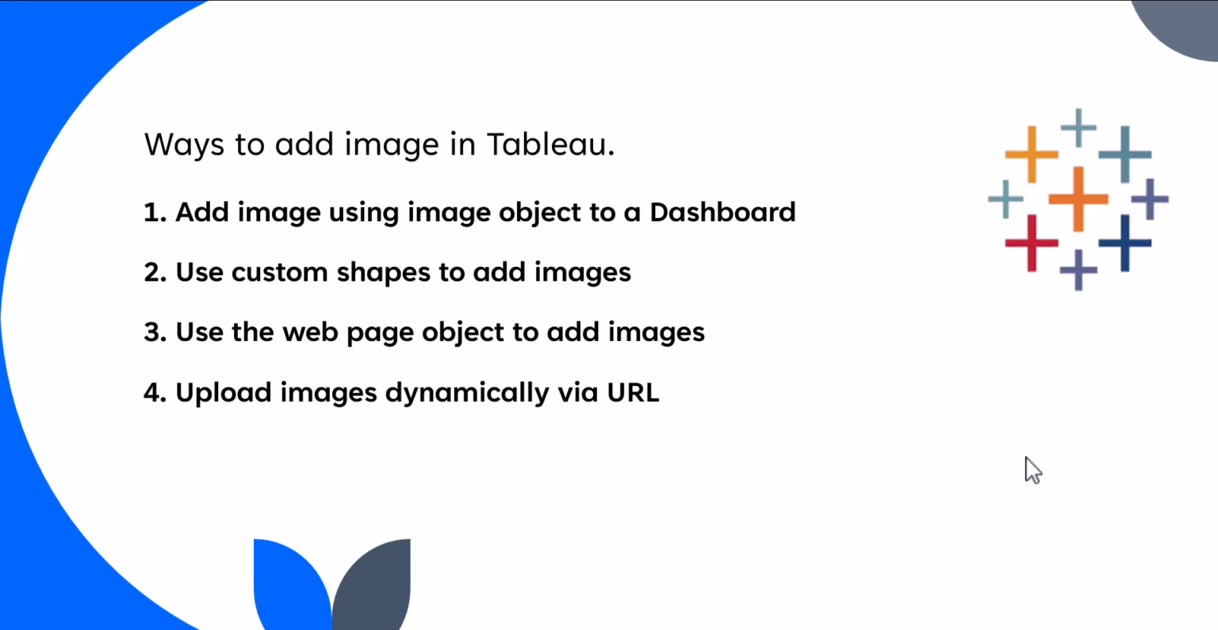And the last option is using the dynamic URL. So in this we are going to create an Excel file in which we will add a column with the image URLs, and those URLs will show images in the worksheets when we add them to the view. So let's see how we can add images in Tableau using all these four methods.